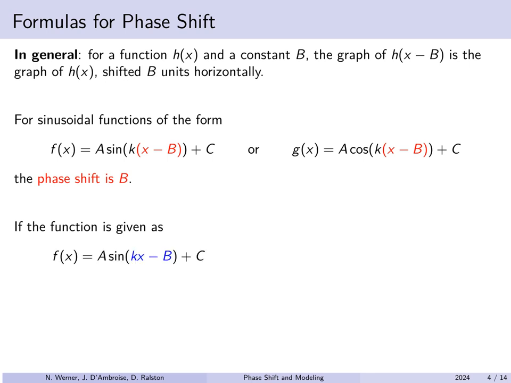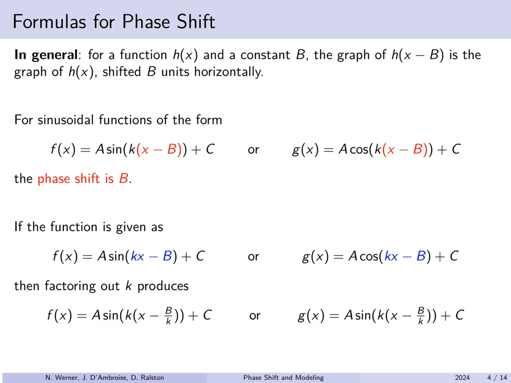If, however, the function is given in this form, a times the sine of kx minus b, or cosine, then factoring out the k to produce an expression that looks like what we have in red above, results in a phase shift of b over k. Now the form up here makes the phase shift very easy to read out. The phase shift is simply b. Most places tend to distribute that out and just get kx minus a number, and then you have to remember, if this is in this distributed form, finding phase shift requires taking b over k.